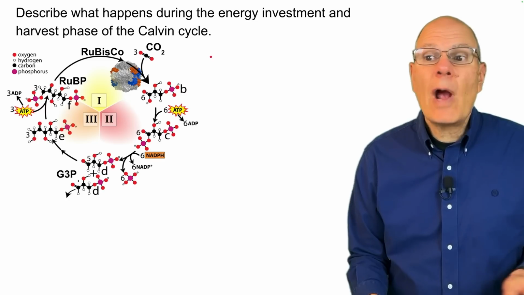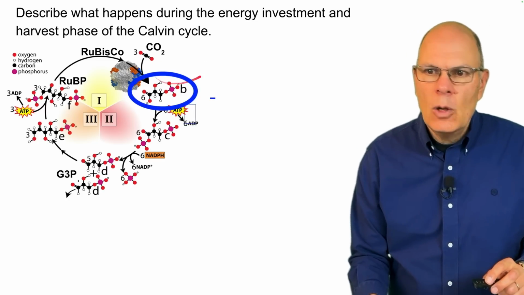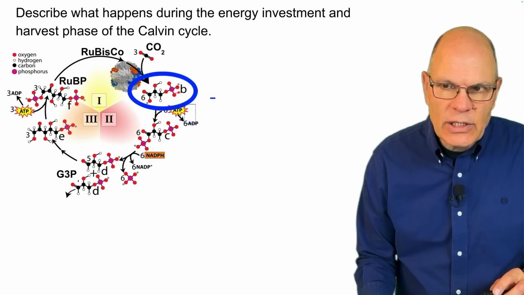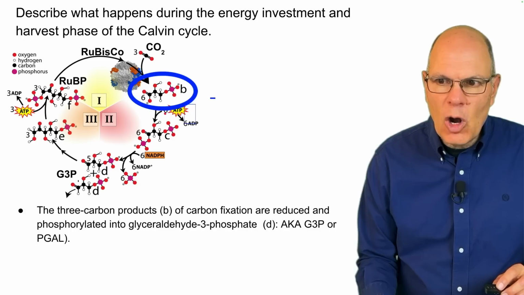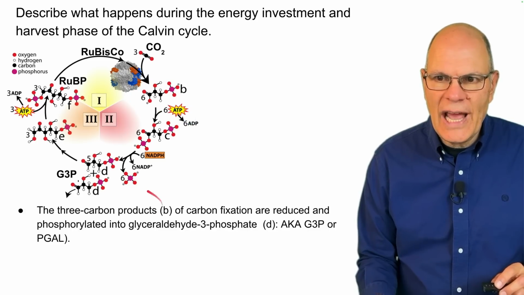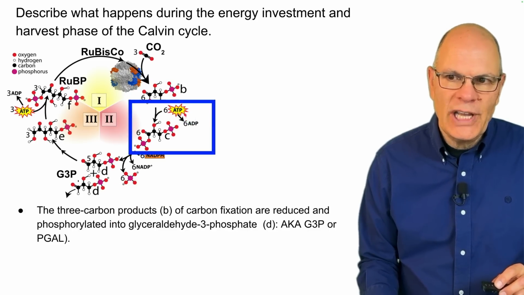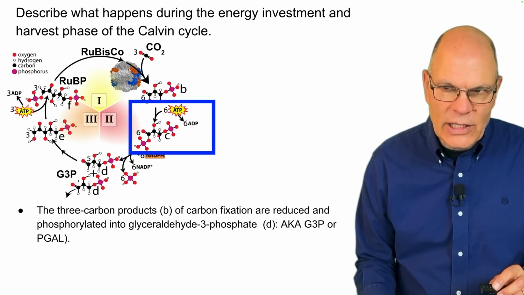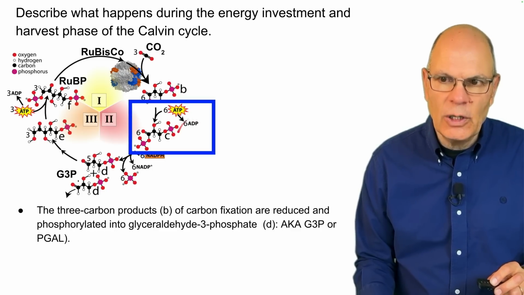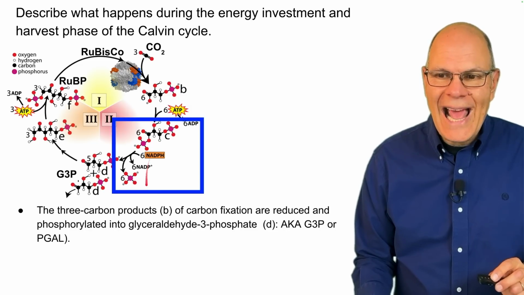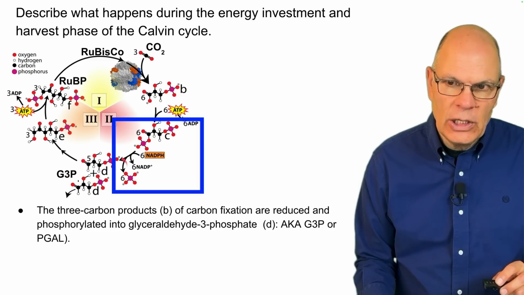So that's how we end the carbon fixation phase. Describe what happens during the energy investment and harvest phase of the Calvin cycle. We ended the carbon fixation phase with this 3-carbon molecule. And that 3-carbon product is reduced and phosphorylated. So here's a phosphorylation. In other words, ATP contributes a phosphate to this molecule. This had 1 phosphate group. This one has 2 over here. So that's a phosphorylation. And reduced. So NADPH donates an electron to this molecule.